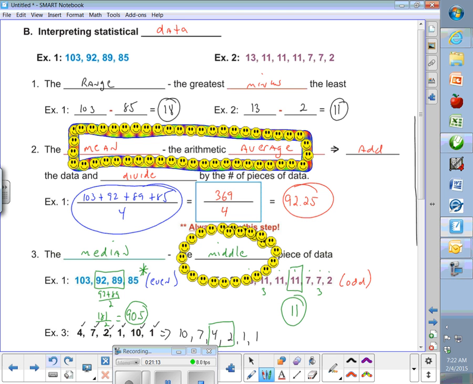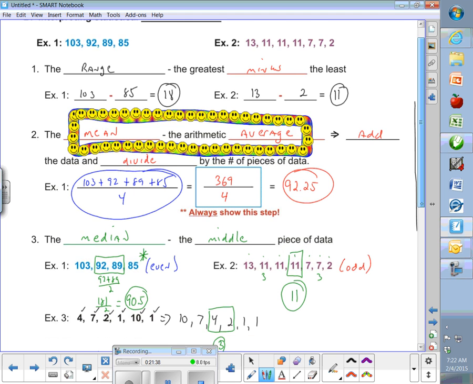Remember, what do we call the middle piece of data? It's the median. Remember, in this situation, it matters whether you have an even amount of data or an odd amount of data. If you have an even amount of data, you have to average the middle two numbers. That'll always be the case. If you have an odd amount of data, it's just simply the middle number. And then the last one is the mode.